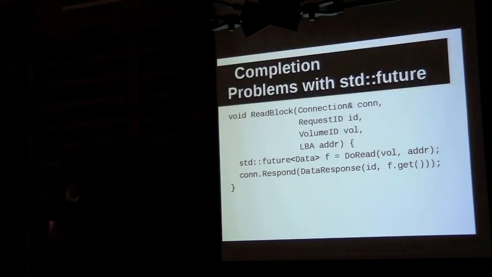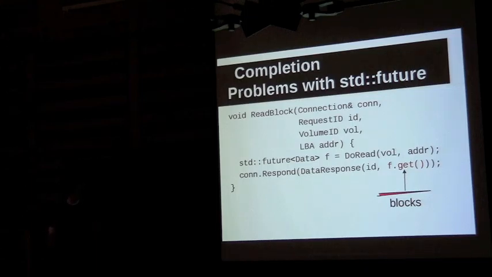So pretend I have a function called doRead, and doRead can do one of two things. It can either find the value in the cache, in which case it will return you a future that already has a value put in it, or if it doesn't find it in the cache, it'll go dispatch a call to some server and then put the value in the future later. Pretty straightforward. And then we say con.respond, we give it a data response with the ID, and then f.get.